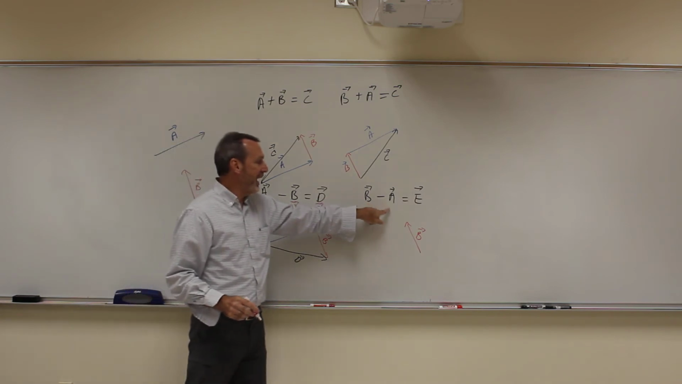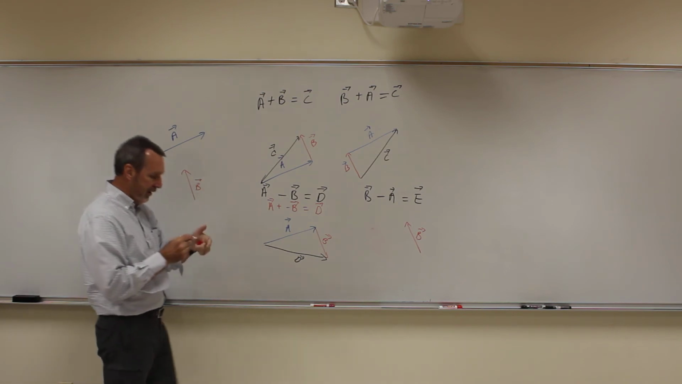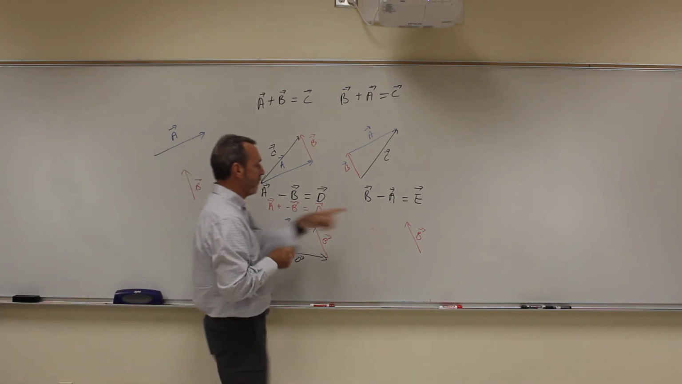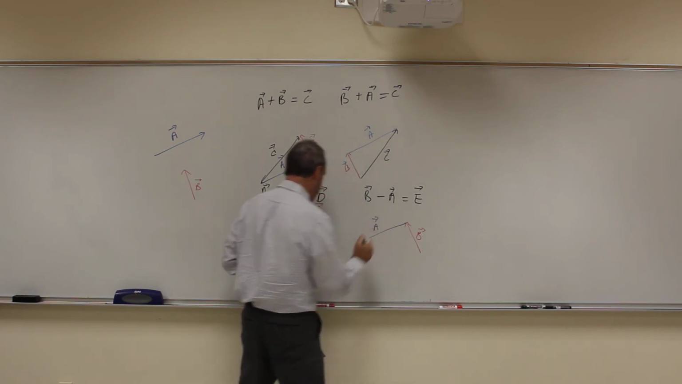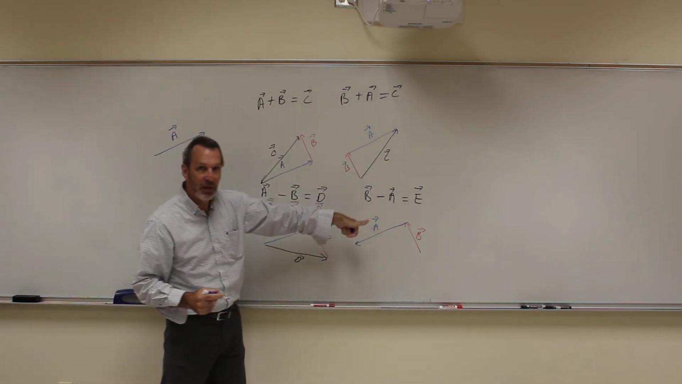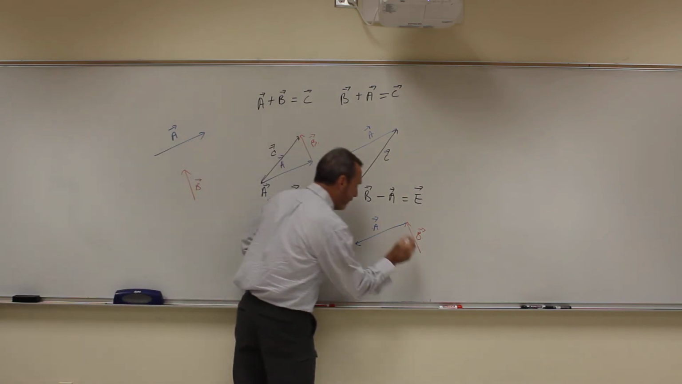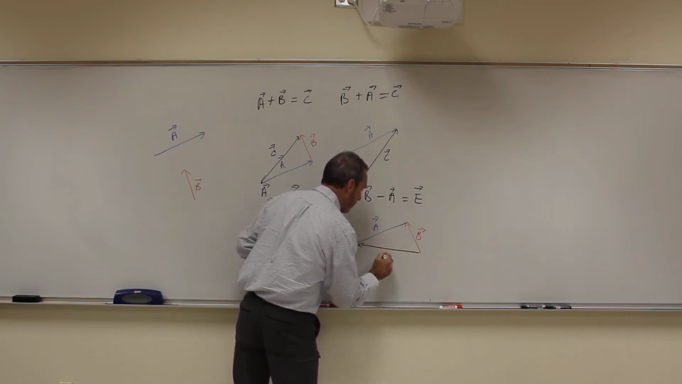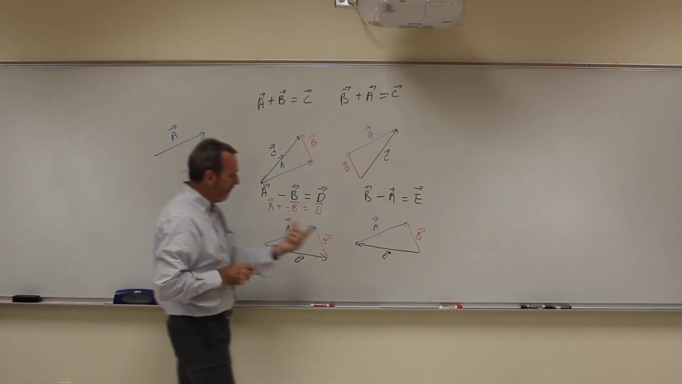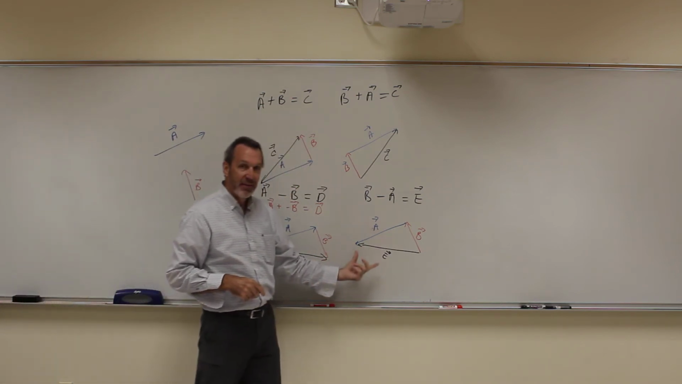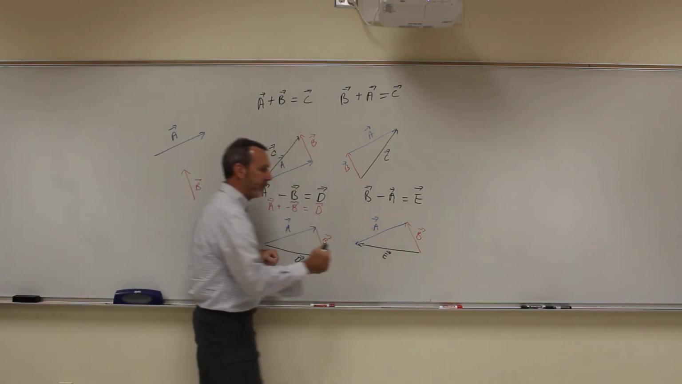Now we have to subtract A, so we have to add a negative A. So we flip A around, we put the head over here, tail over here, and we add it to vector B. So vector A now goes like this. Same as this one, it's just flipped the other way. And then what is vector E? Vector E is going like this. Okay. So, what's the difference between D and E? They're the exact same length, they're just going the opposite way. D is going this way, E is going this way.